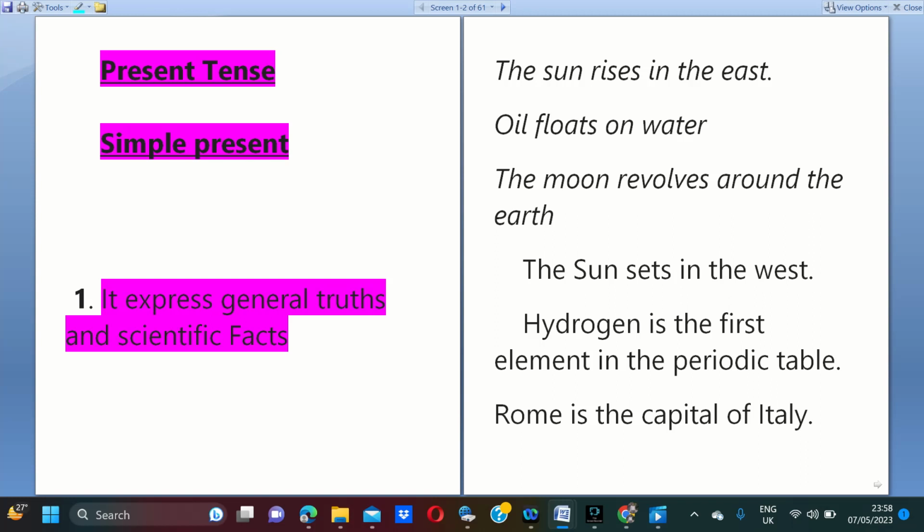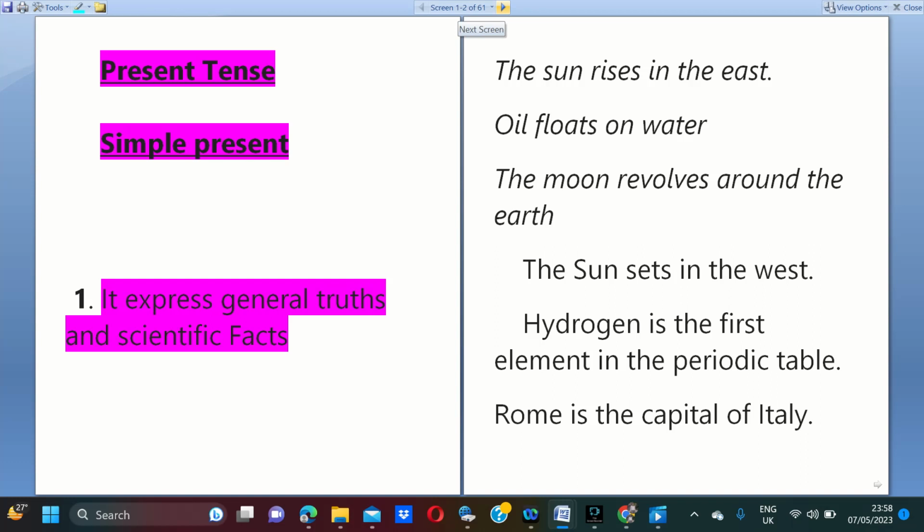The sun rises in the east. It is a general truth. Oil floats on water. It is a scientific fact. The moon revolves around the earth. It is also a general truth. The sun sets in the west. It is also. Hydrogen is the first element in the periodic table. It is also. Rome is the capital of Italy. It is also a truth.